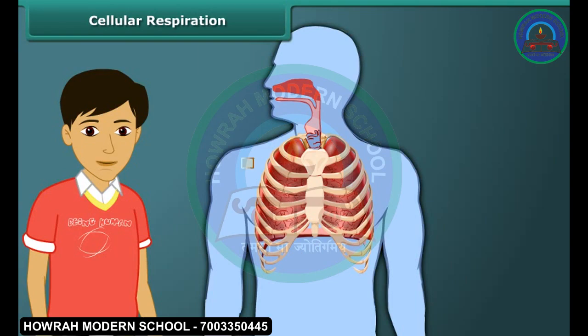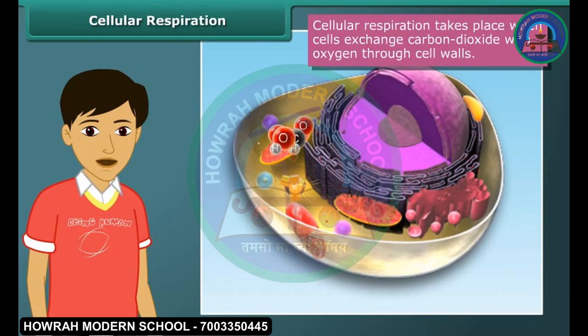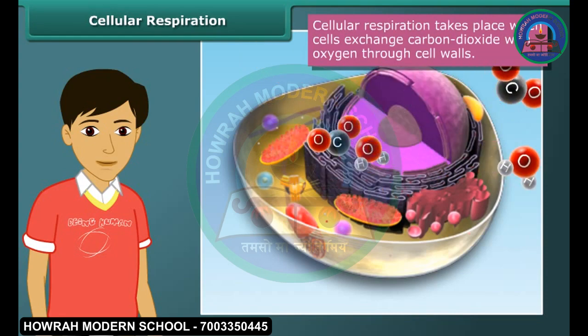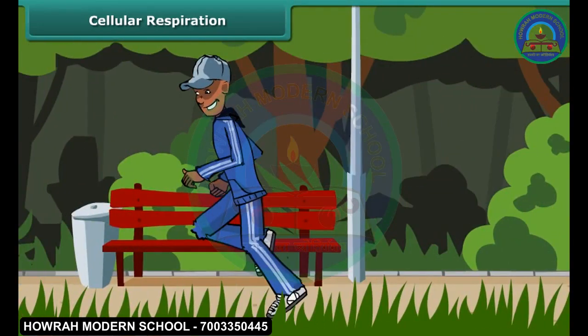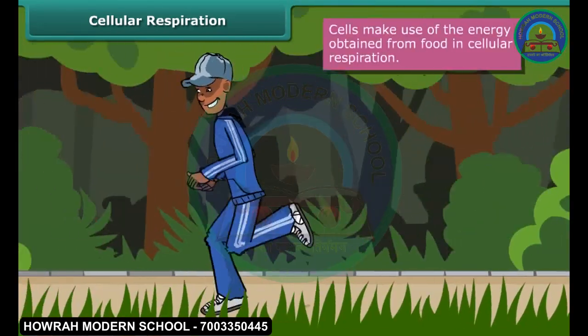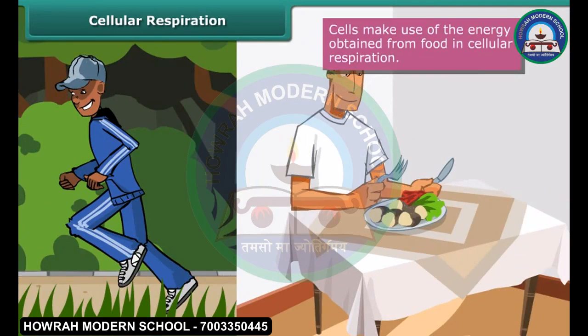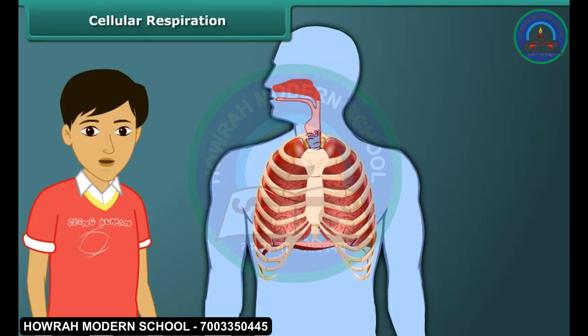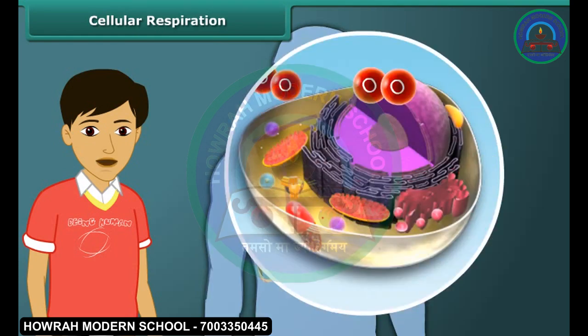In this process, cells present inside the human body exchange unwanted carbon dioxide with the essential oxygen through cell walls. Our body needs energy to perform various activities. The energy is produced when the food we eat is broken down into glucose. Breakdown of food requires oxygen obtained through inhalation. Thus, cellular respiration is the process by which cells make use of the energy obtained from food.